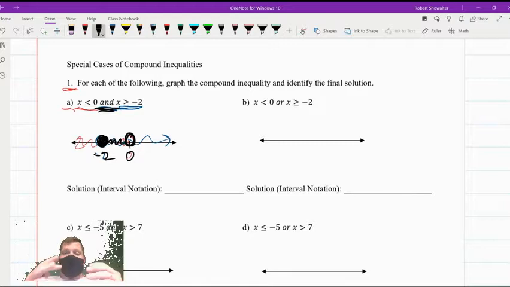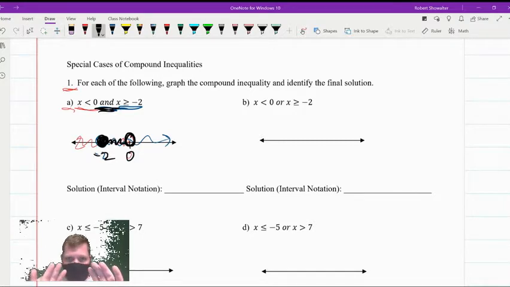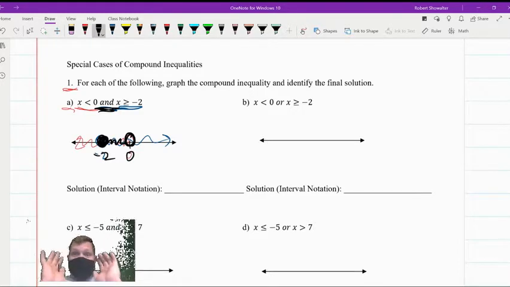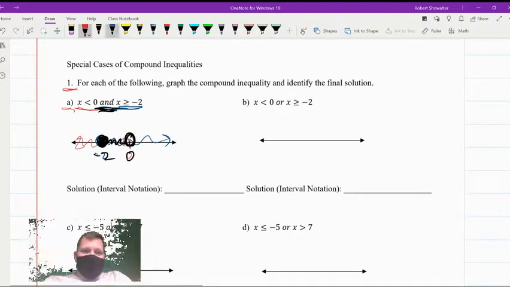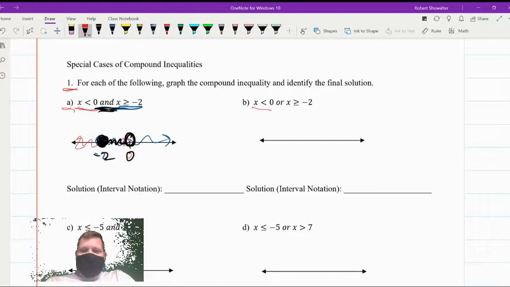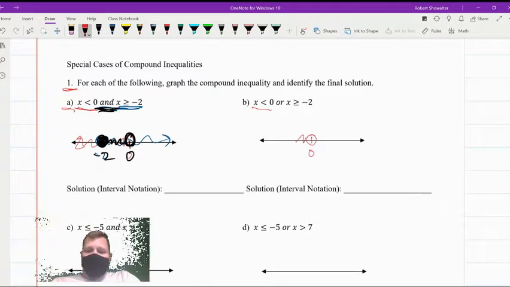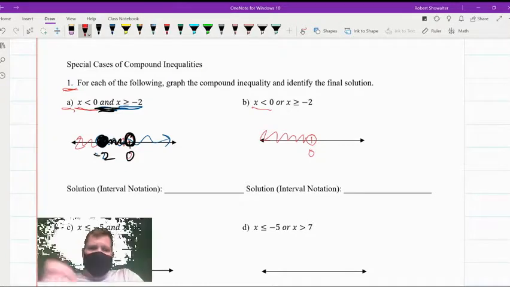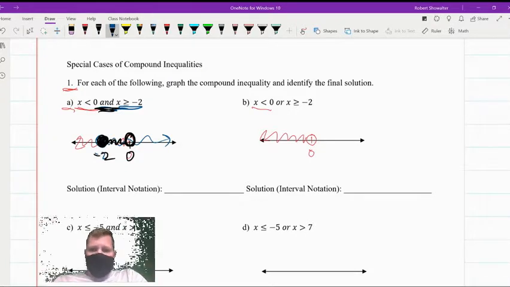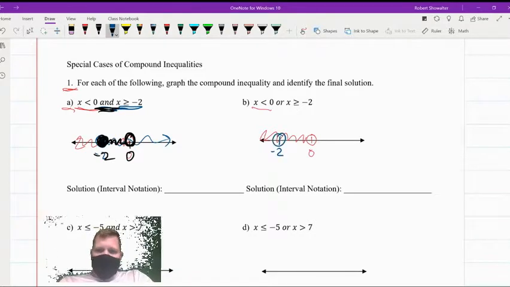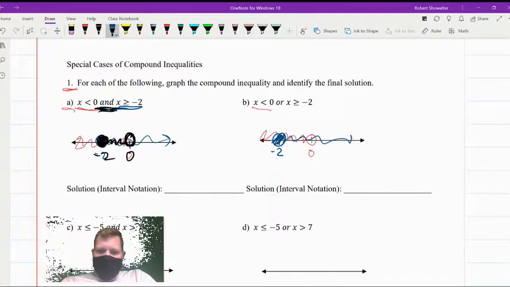Part B. So when we look at it, remember, we're going to read it, we're going to graph it, we're going to interpret it. We're going to actually read and interpret the math and the words that happen. So we're going to read this red one right here. X is less than 0. So we're going to take 0 and graph an open circle. Then we're going to graph less than 0. Now we're going to take the next one, x is greater than or equal to -2. So we're going to graph -2, filled in circle, and go greater than.